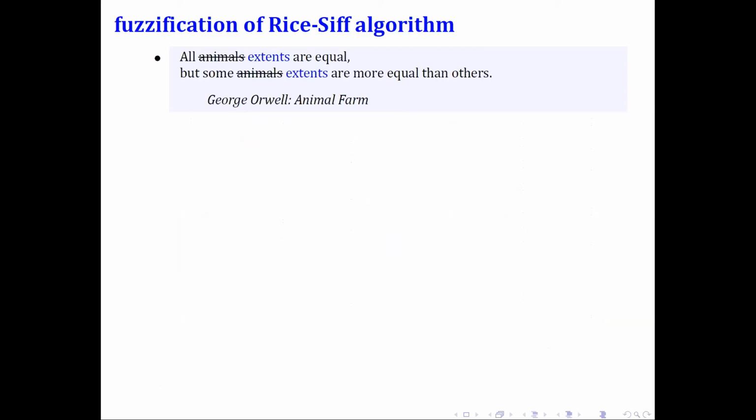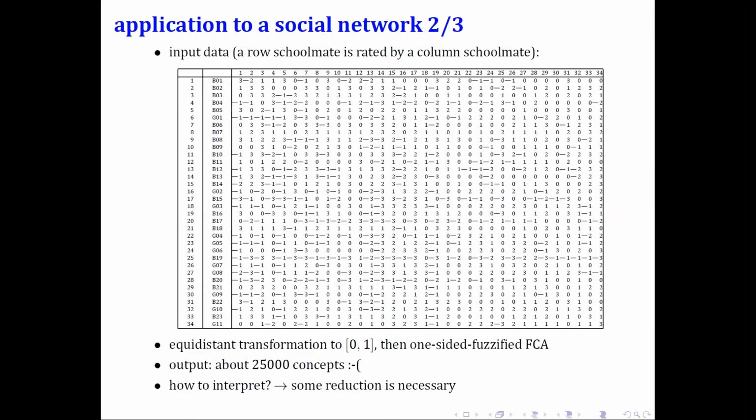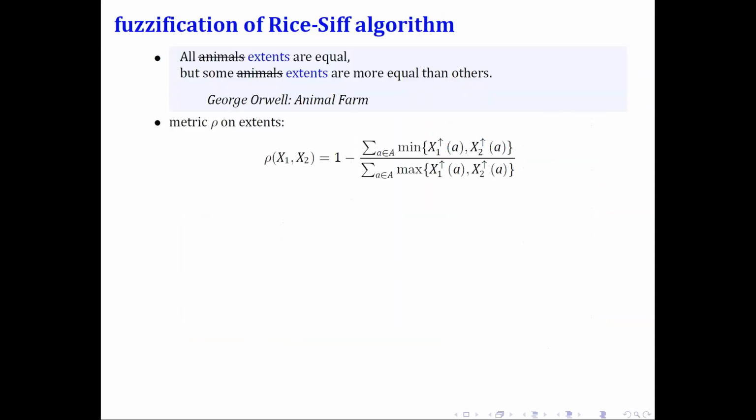So it means that we must take these 1,000 concepts and take some of them which are better than others. It means we use some metrics on these extents. It means this rho is some function which has 2 inputs, and these inputs are extents, and the result is some non-negative number.